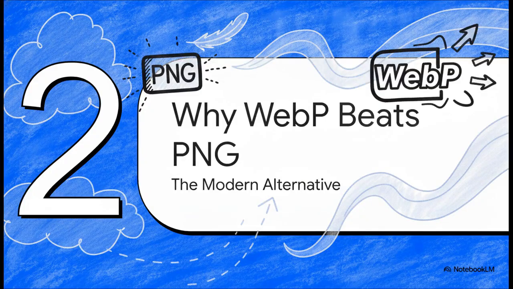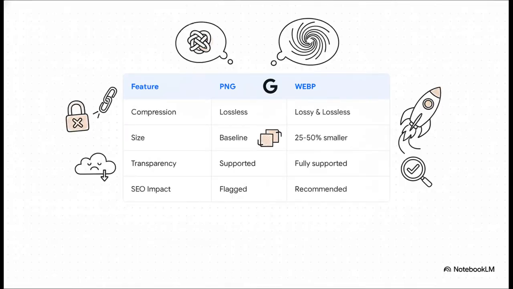Which brings us to Section 2, why WebP beats PNG. Let's just look at a direct feature-by-feature comparison. WebP, which, fun fact, was designed by Google, does absolutely everything PNG does, including that super important 8-bit alpha channel. But take a look at the compression row. While PNG is stuck in the past with lossless only, WebP uses a vastly superior algorithm. It handles flat colors, sharp edges, and text so much more efficiently. Plus, instead of getting flagged by Lighthouse, WebP is a format Google actively recommends for SEO.